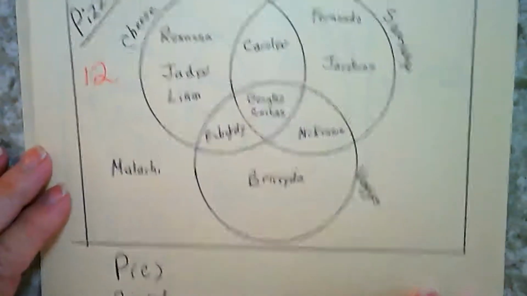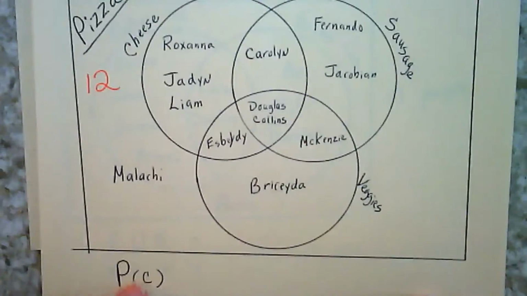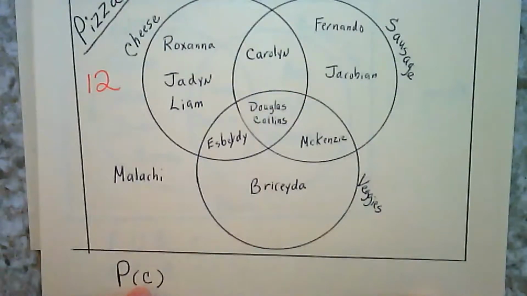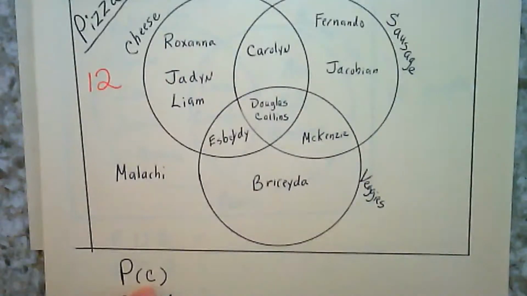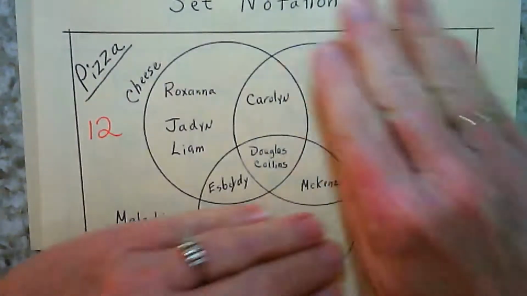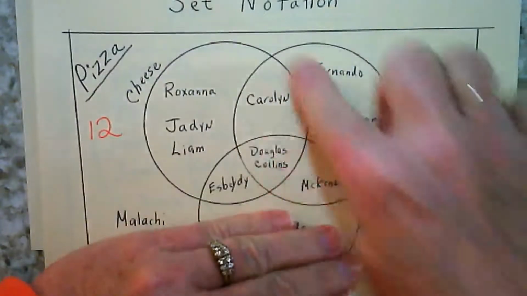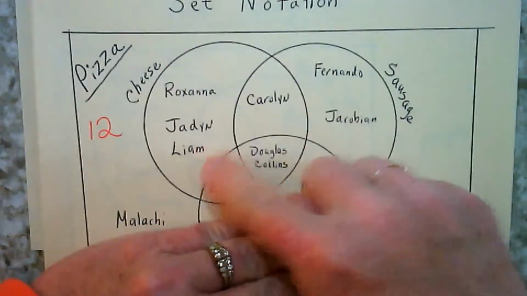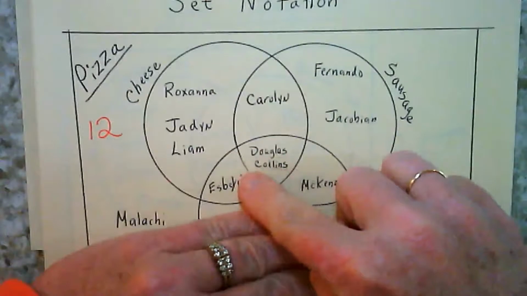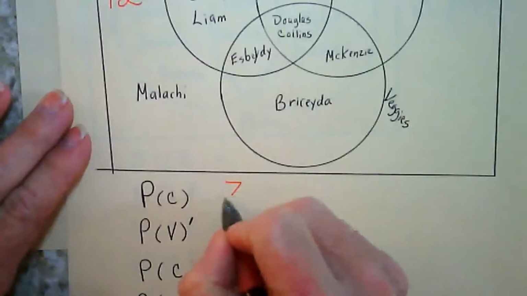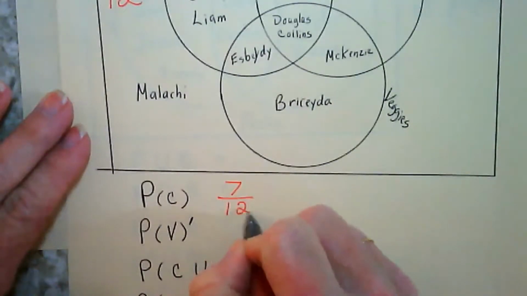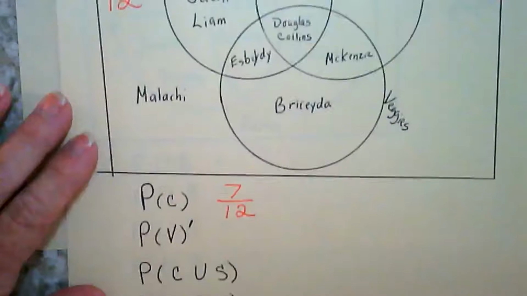Okay. First question. What is the probability if I take one of these 12 people that they're going to like cheese? Okay. So how many people are in the cheese circle? 1, 2, 3, 4, 5, 6, 7. 7 out of the 12 are in the cheese circle. So the probability of one of these people liking cheese is 7 out of 12.